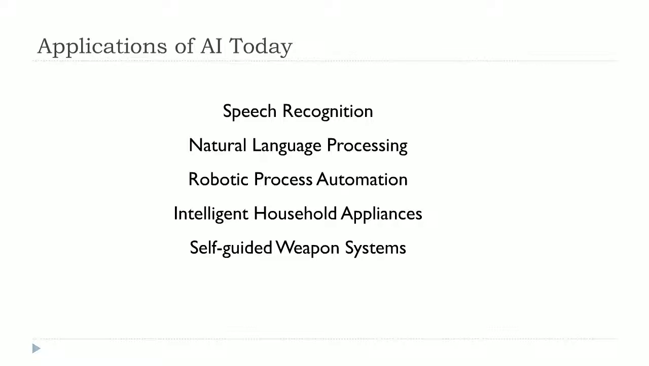Less popular from my perspective, self-guided weapons systems. The defense industry is not sitting by idly while artificial intelligence develops itself. There are various weapon systems that can intelligently find their targets, aim for it, and supposedly only kill the targets that are supposed to be killed.